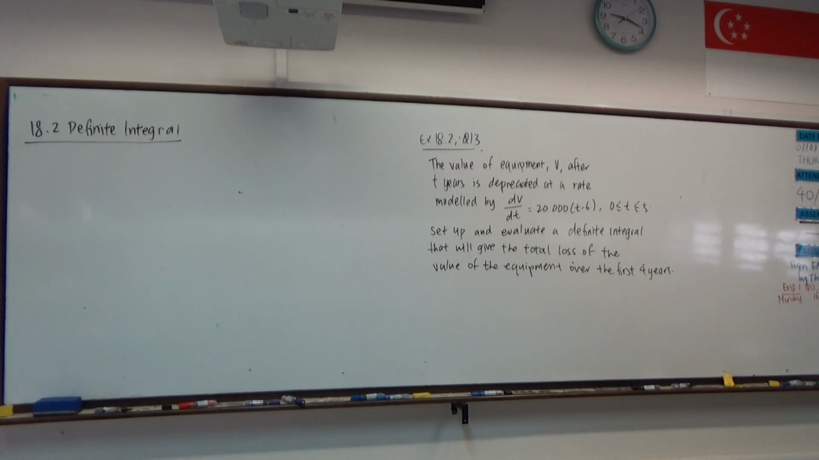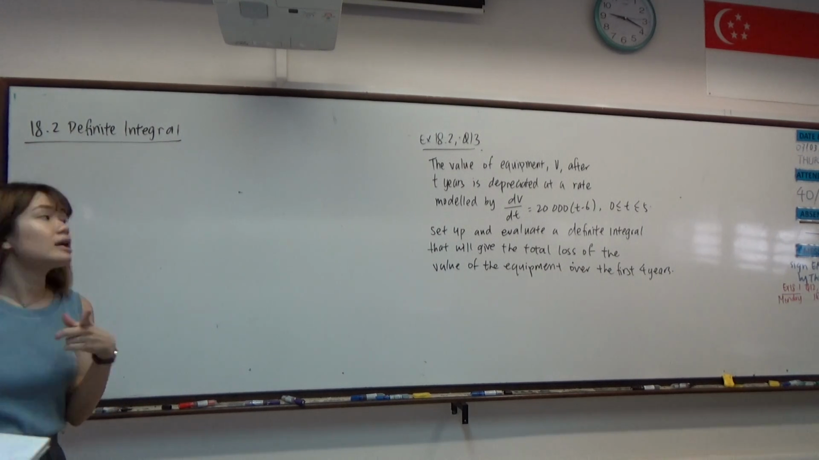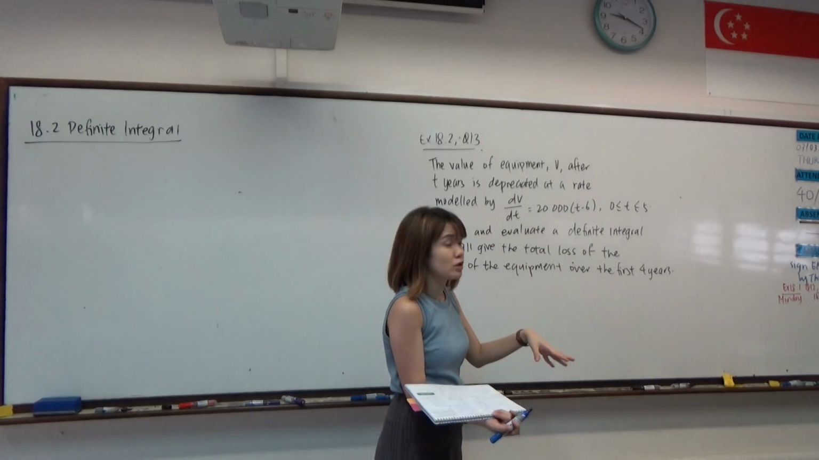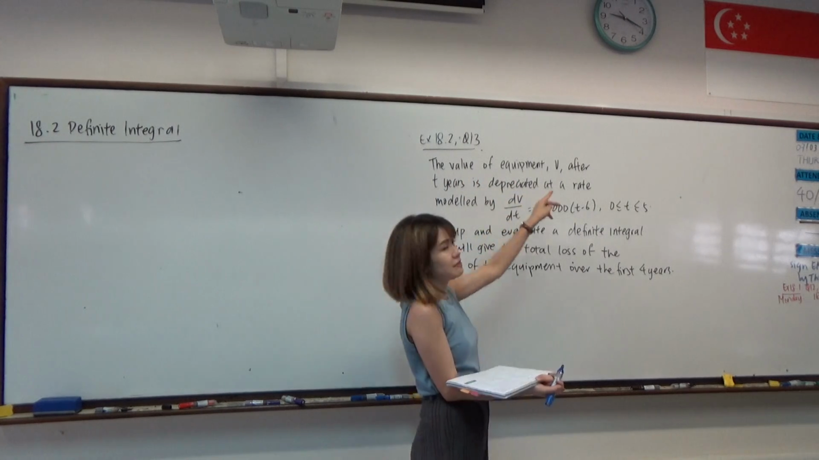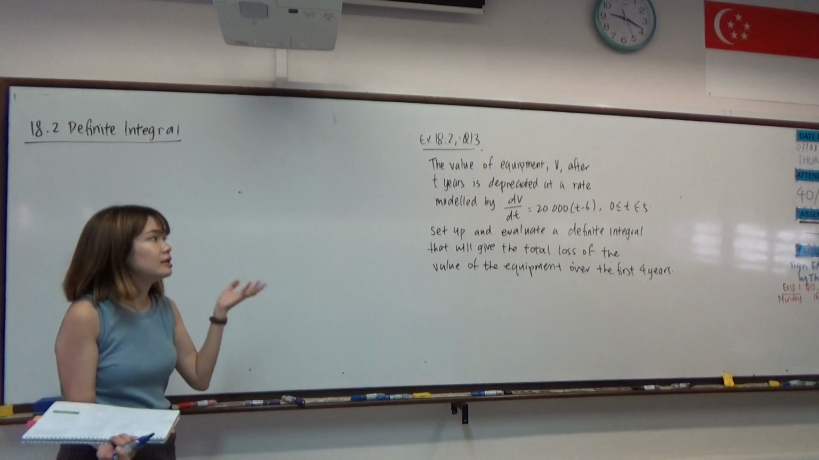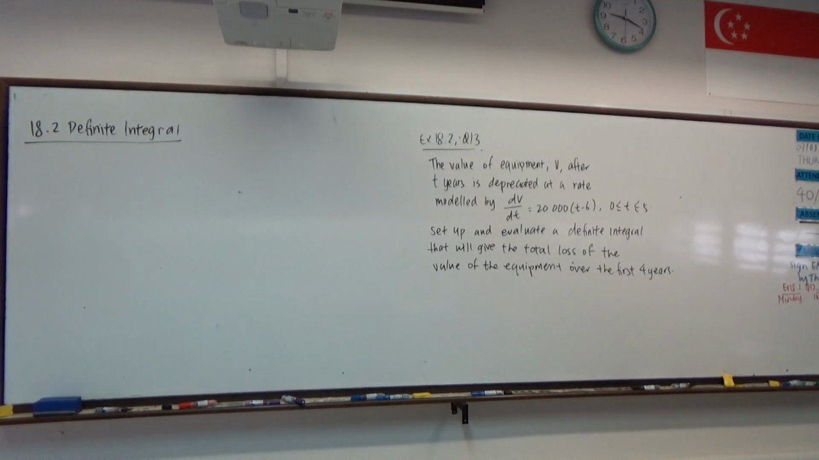Sorry, let's continue with this question. So how do we actually set up this integral to find out the total loss of the value? The equation given over here is the rate of loss. Correct? But the value itself is actually V. So we need to know what is the value of V, the value of the equipment. In order to find out what V is, we will need to integrate it.